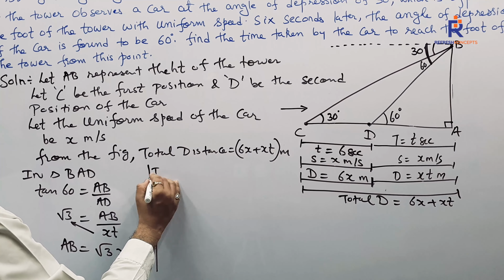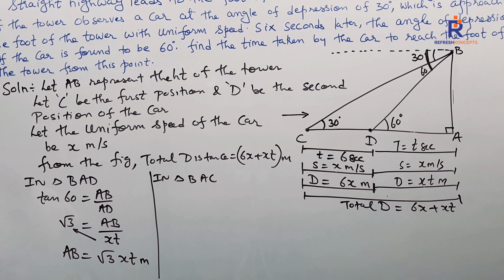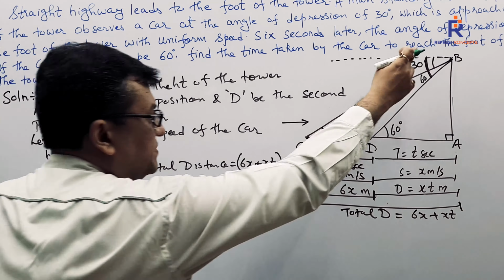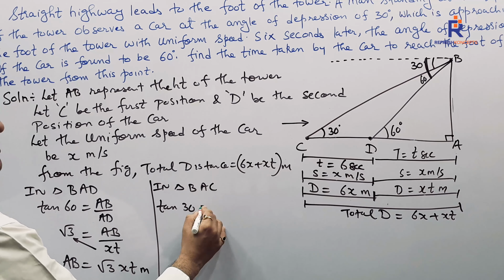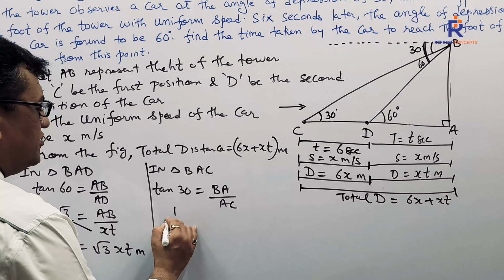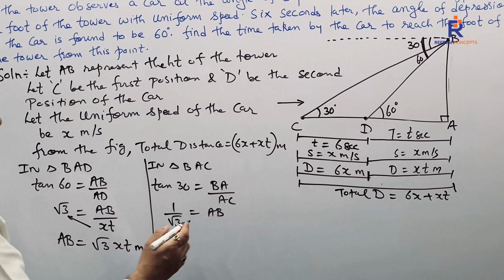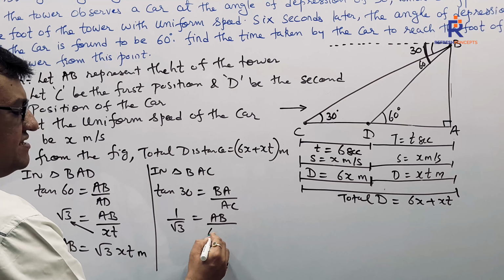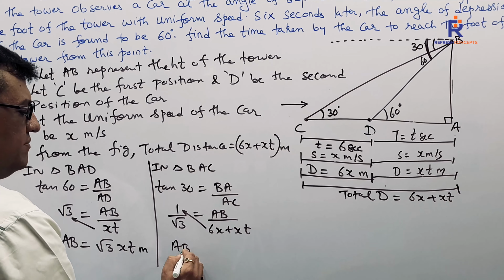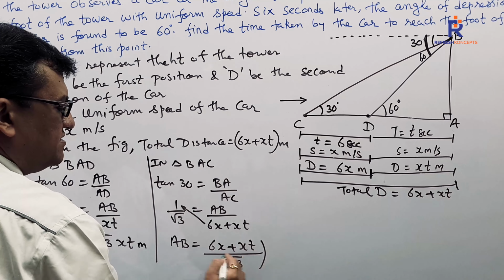Likewise, which triangle would you like to go with? In triangle BAC, this time tan 30. In BAC, tan 30 is BA by AC. What is the value of tan 30, children? 1 by root 3. How much is BA? AB and BA are one and the same, AB by AC. What is AC? Distance is 6x plus xt. Cross multiply. So AB is equal to 6x plus xt by root 3 meter.